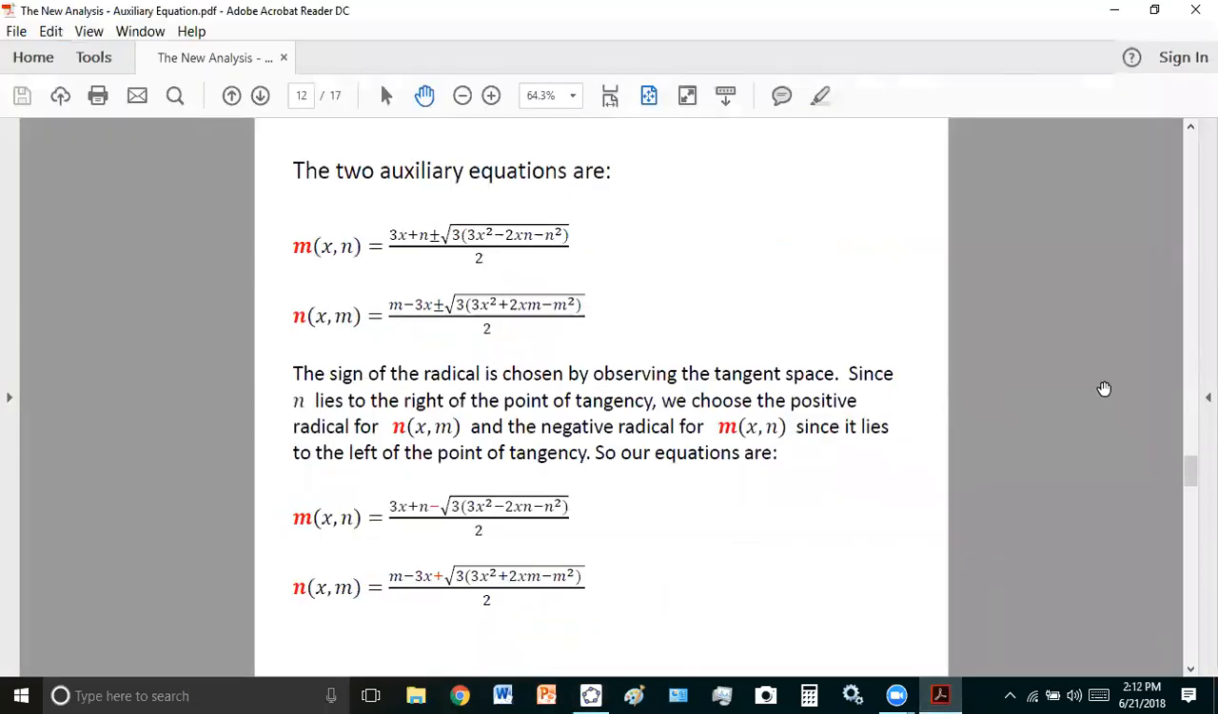Now, if, for example, you're looking at the auxiliary equation for m, this sign here is usually a minus because it lies to the left. In other words, m is the distance to the left of x, and n is the distance to the right of x. So that's how you determine which sign to use. So down here are the final two equations, as you see them stated here, minus and plus.